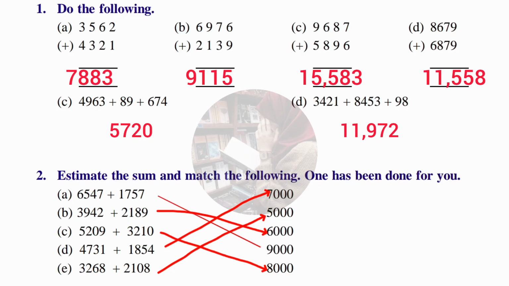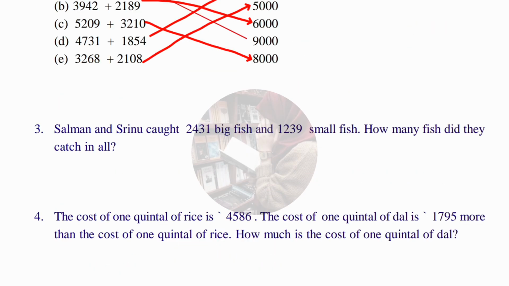Okay, let's move on to the third question, which is, Salman and Srinu caught 2431 big fish and 1239 small fish. How many fish did they catch in all? Okay, so according to the question, there were two boys. Maybe boys or men, we don't know exactly. Salman and Srinu, they both caught the fish, big fish and small fish. Big fish were 2431, small fish were 1239. Here also I'll give you the explanation of fish. The plural form of fish is fish itself.